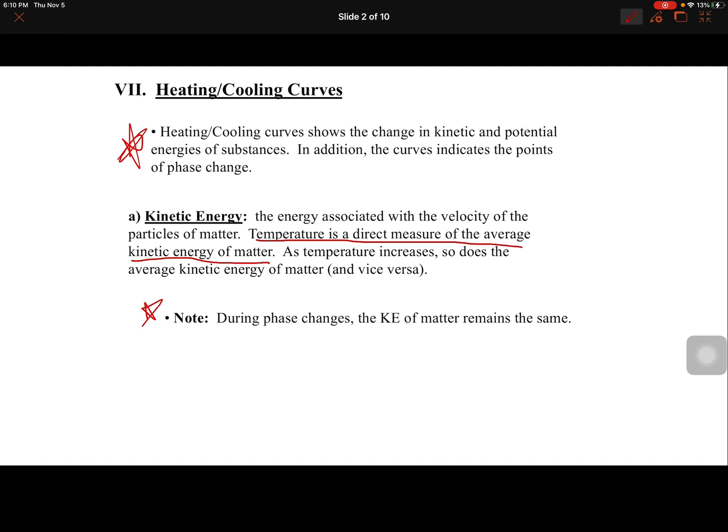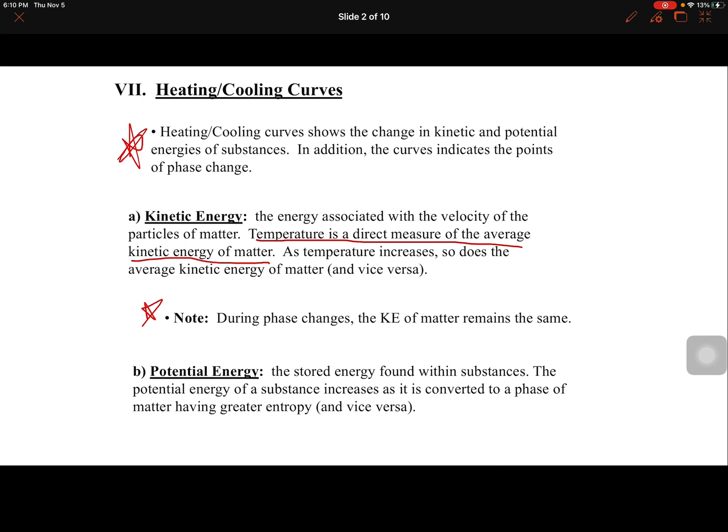Anywho, there are also two other phase changes that we are going to talk about. So again, just take notes of anything that I'm starring or underlining. Potential energy, all I want you to write is that it is the stored energy found within the substance. And that when kinetic energy changes, your potential energy remains the same. And vice versa. If your potential energy is changing, then your kinetic energy is going to remain the same.